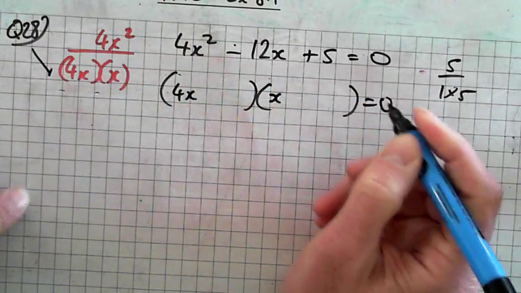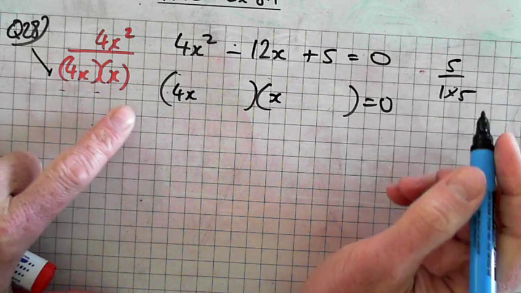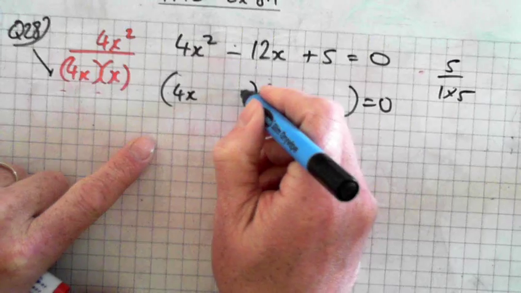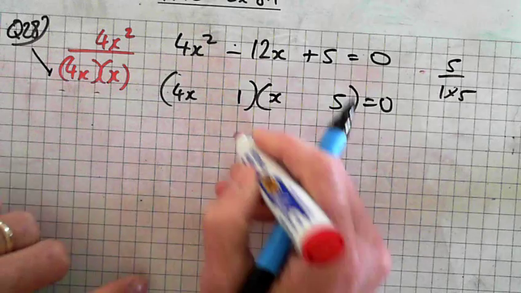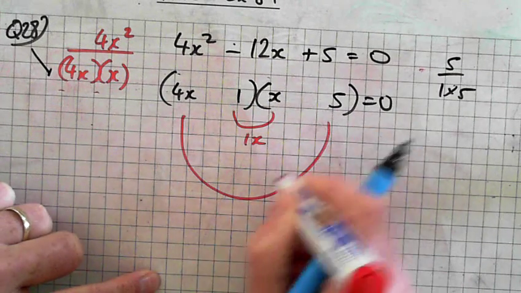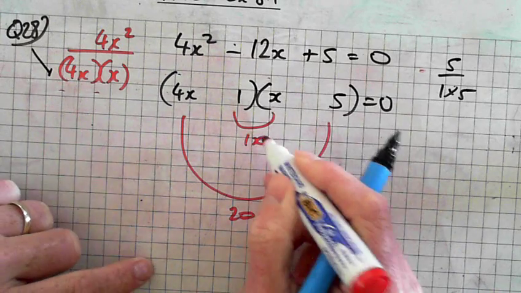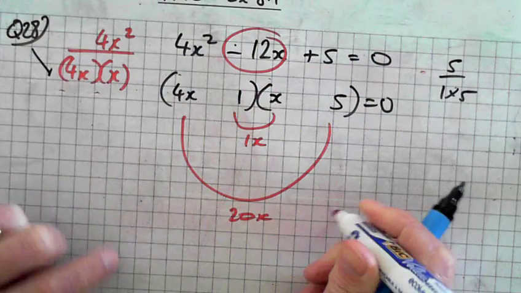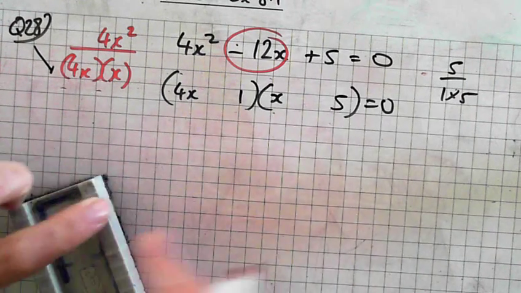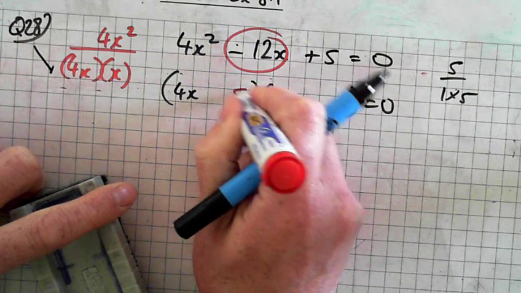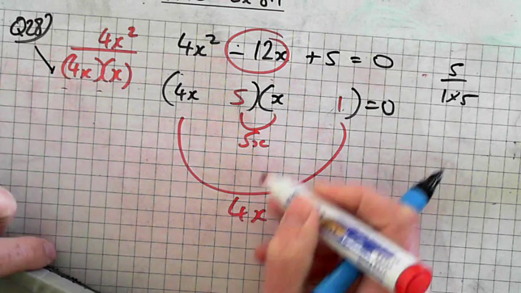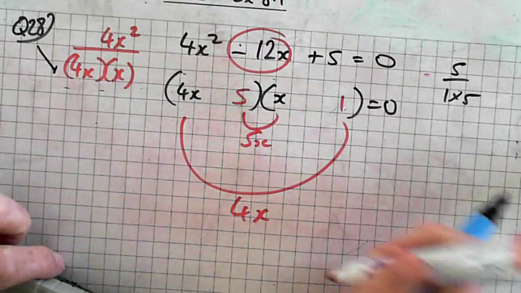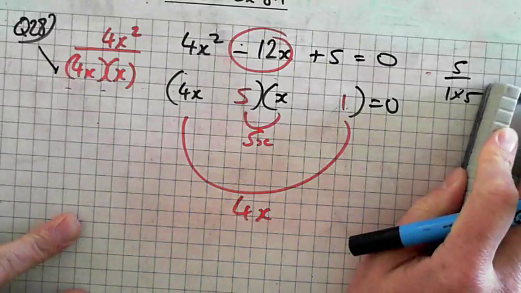Right, 4x, sometimes it does. If I use 4x and x and 5 and 1, well, if I put 5 here and 1 there, I'm going to get 1x and 20x. Is there any way I can make 12 out of 1 and 20? Adding and subtracting? No. Right, I'll swap the 5 and the 1 around. That's 5x and that is 4x. Can I add those to give me 12? No. So in this case it doesn't work. Sometimes it does. Okay.